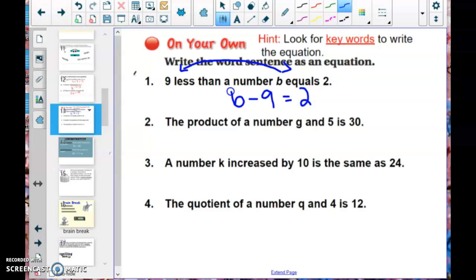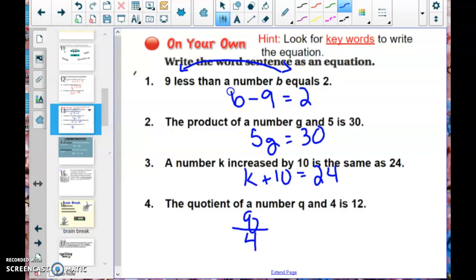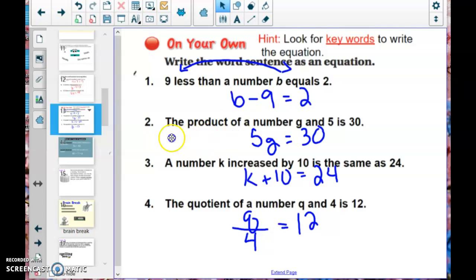The product of a number g and 5, so that would be 5g is 30. A number k increased by 10 is the same as 24, would be that equation. And the quotient, remember quotient is division, equals 12. That would be the correct answer for each of those ones that you should have done on your own.